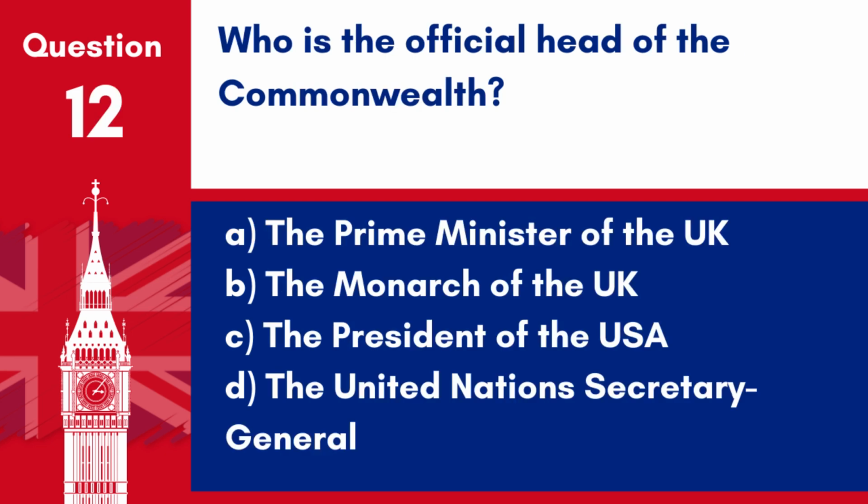Question 12. Who is the official head of the Commonwealth? A. The Prime Minister of the UK. B. The Monarch of the UK. C. The President of the USA. D. The United Nations Secretary-General. Answer. B. The Monarch of the UK. The British monarch is the ceremonial head of the Commonwealth, a voluntary association of 54 independent countries.